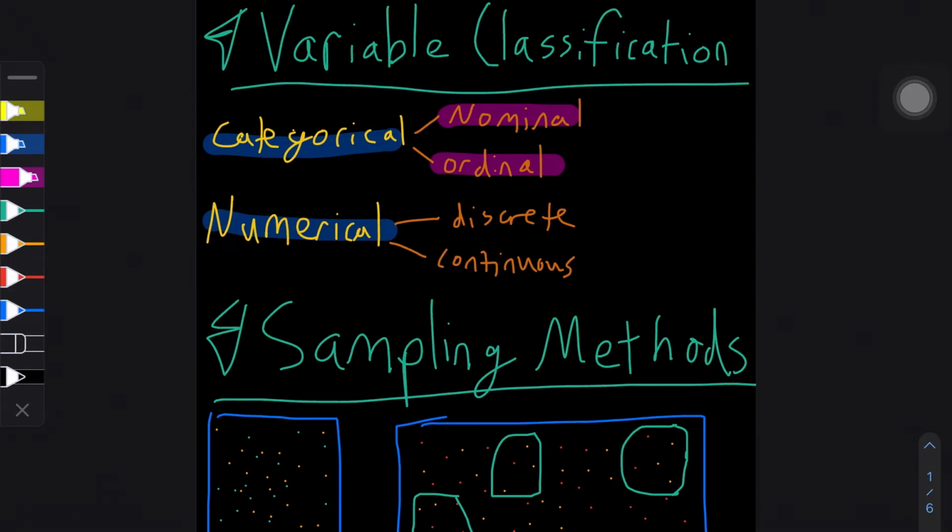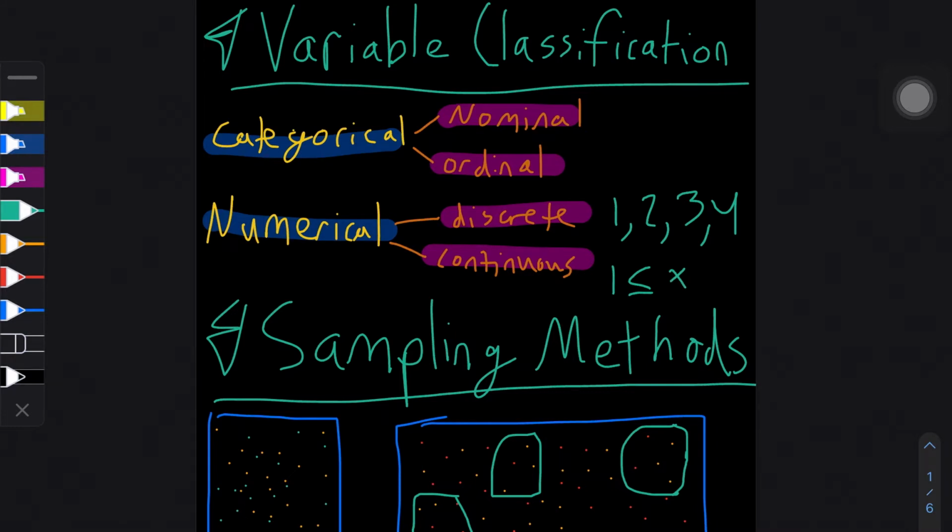And numerical, obviously, is going to deal with numbers. And you have two options for numerical. You have discrete and you have continuous. So discrete numerical is going to be anything that has like set numbers like 1, 2, 3, 4, anything like that. And continuous is going to be between a set range. So let's say x is between 1 and 3. So that could take on any value from 1 to 3, which would be 1.294 or 2.62666, anything like that.